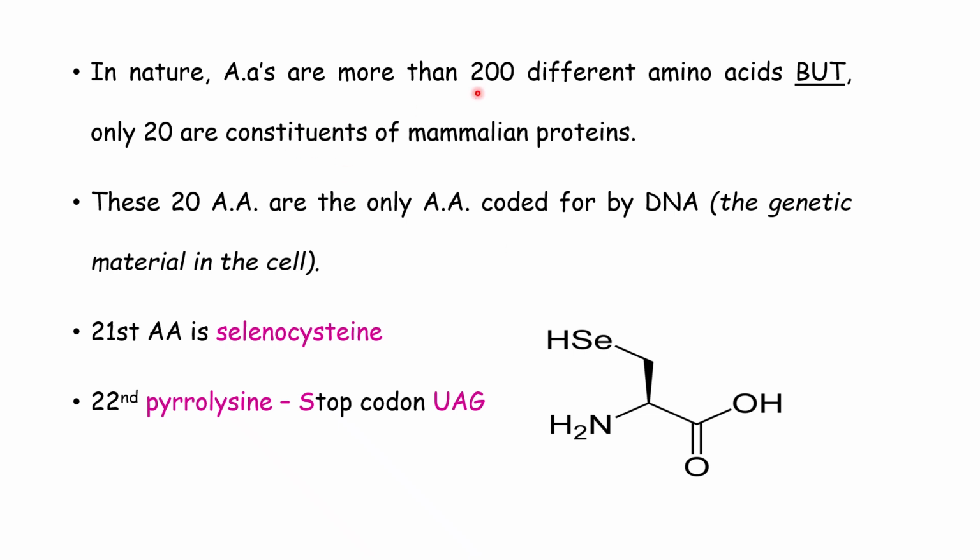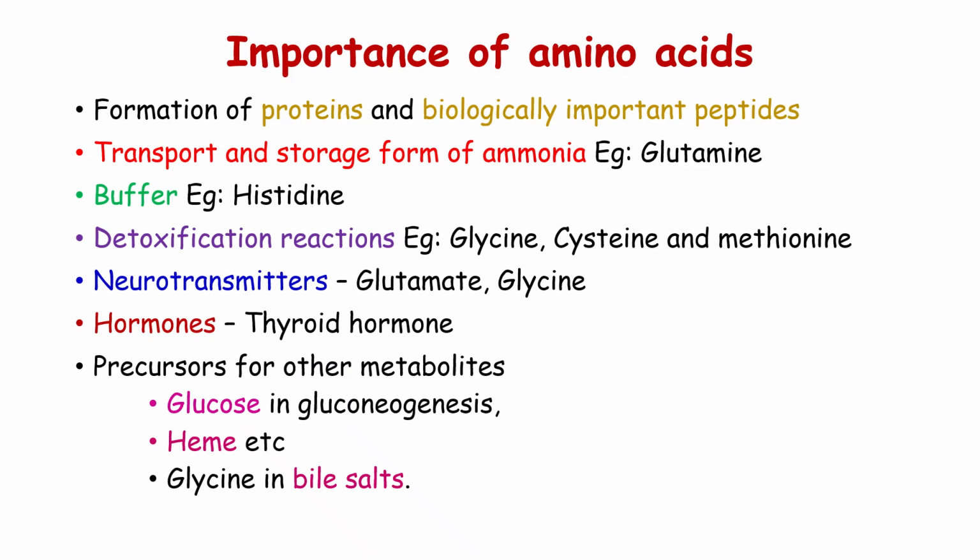In nature there are 200 different amino acids, but 20 constitute mammalian proteins. These 20 are the only amino acids coded by DNA. The 21st amino acid is selenocysteine. In MCQs they will be asking this. The 22nd is pyrrolysine, which is coded by the stop codon UAG, uracil, adenine and guanine, which is called a triplet codon.